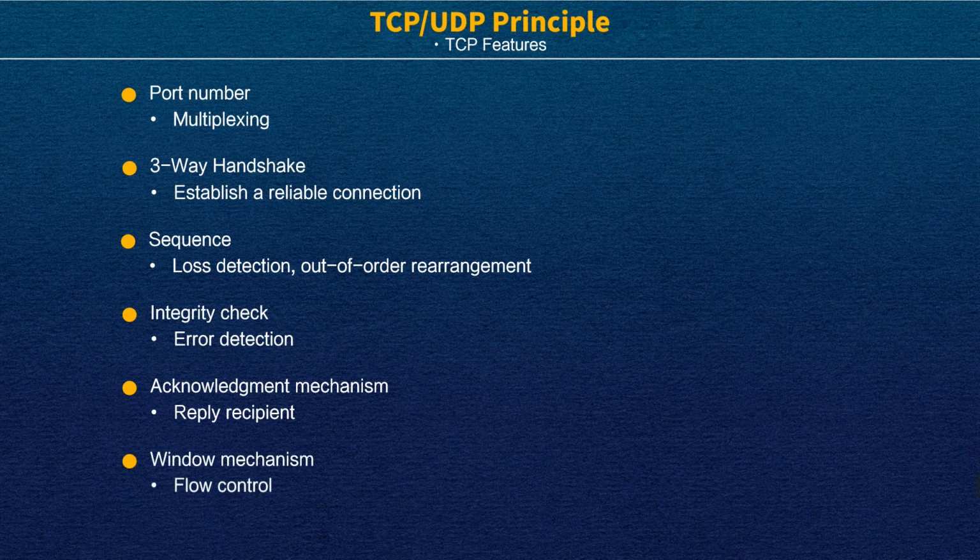And the next part is the window mechanism. We can use this one to control the flow. For example, I can send the message to you at the same time, maybe 3 segments, but you cannot deal with this one. So we can do some flow control and choose the correct ability, and the sender can use it and the receiver also can use it. So this is the TCP feature.